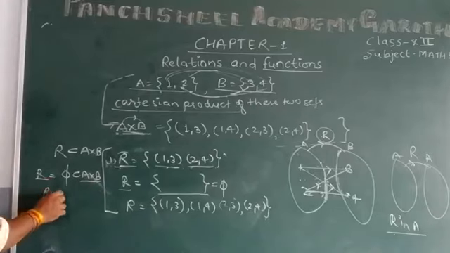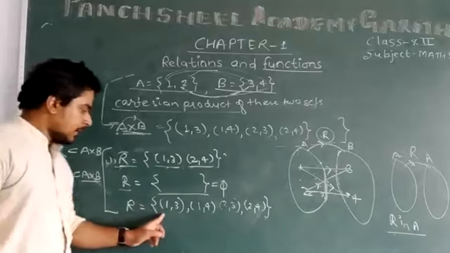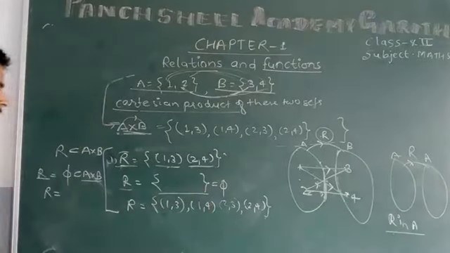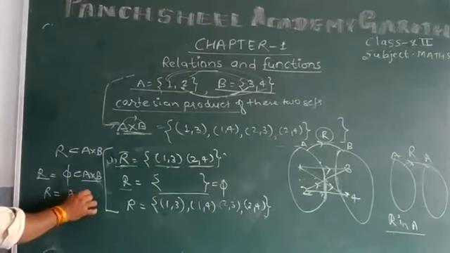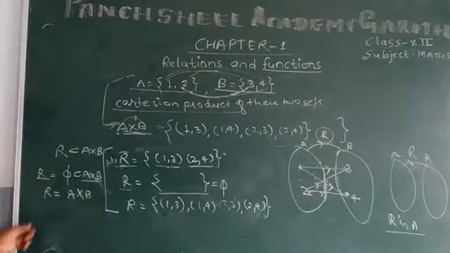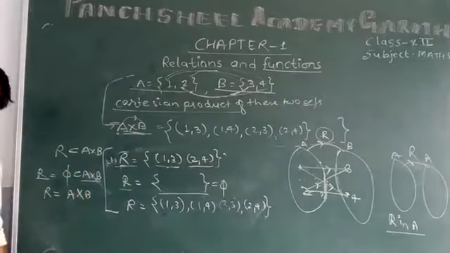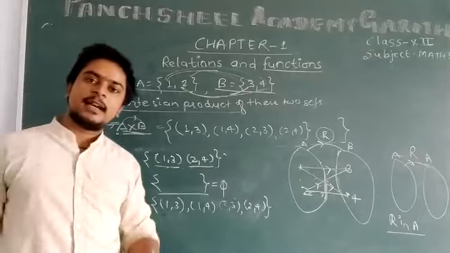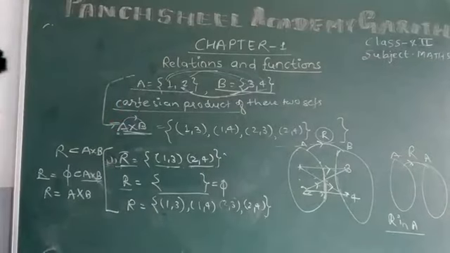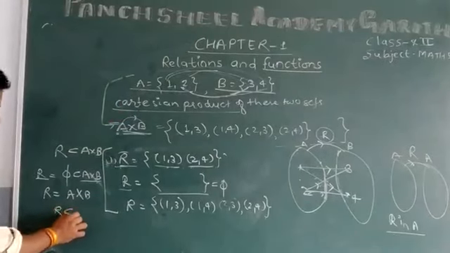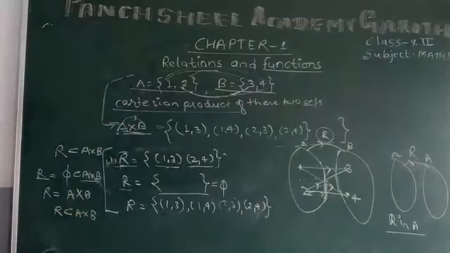Now R contains all the elements of A cross B, and we know that two equal sets are subsets of each other. Then in that case, we can also say that R is a subset of A cross B.